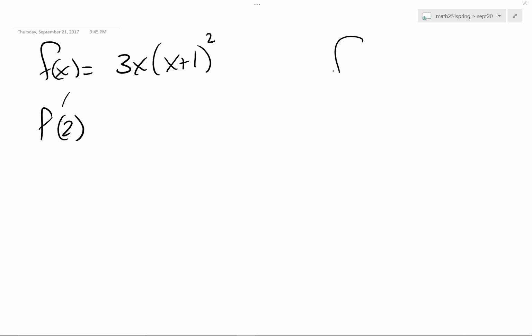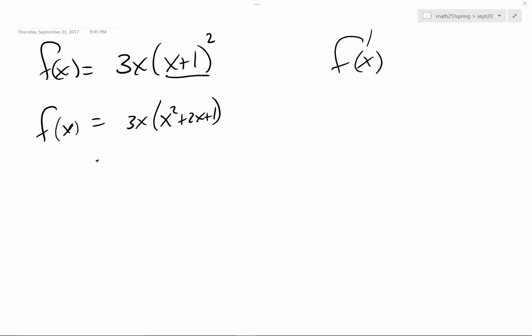Okay? Here's the situation. You might be asked to find, if f of x is equal to 3x times (x plus 1) squared, find f prime of 2. Well, first of all, I'm going to find f prime of x. Thank you very much. And so, how to do that? Well, first things first, I'm going to rewrite the function. So I'm going to FOIL this out. It's going to give me x squared plus 2x plus 1 times 3x. That's 3x cubed plus 6x squared plus 3x. And all I've done thus far is rearrange things.